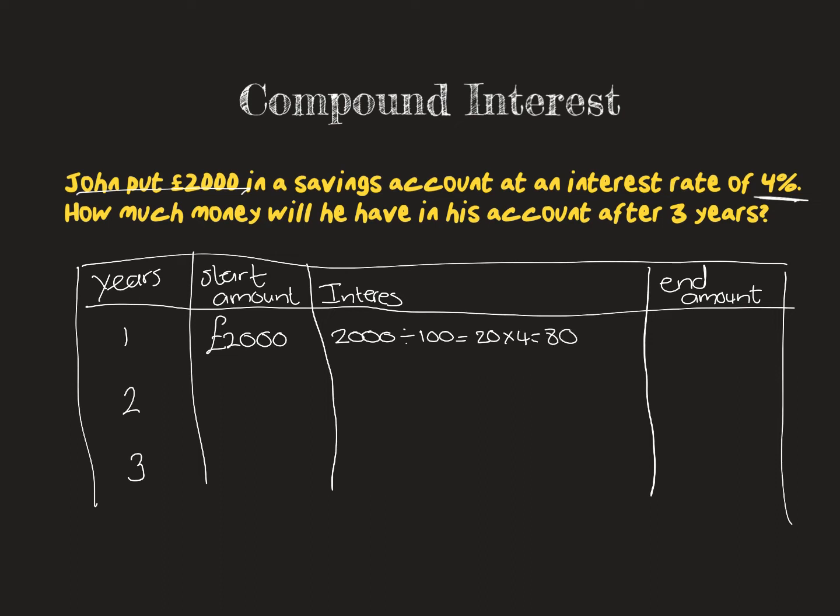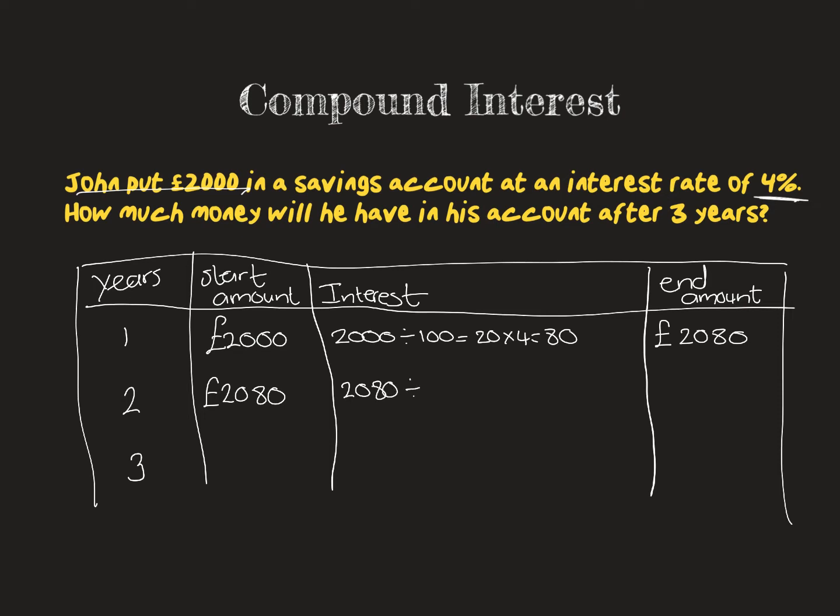So he started off with £2,000. He is getting interest of £80. So by the end of the year, you're going to add those together. He will have £2,080 in his account. So that means the beginning of year 2, he has £2,080. And again, he's going to get 4% interest. So we'll go through the process again, but we're starting here from £2,080.